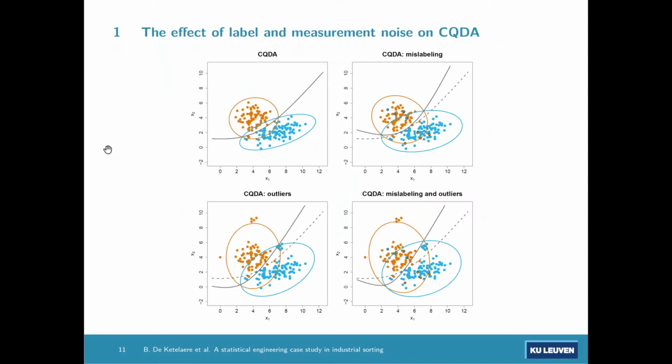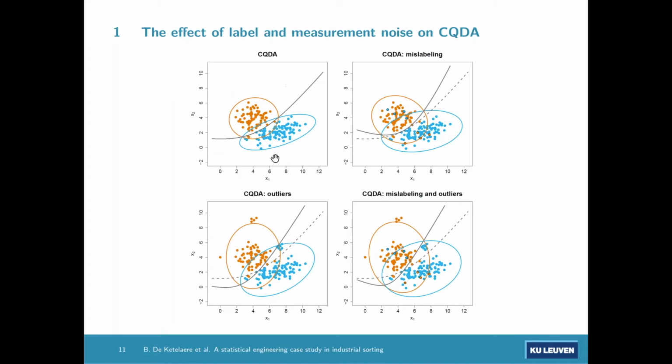So just to illustrate the fact that the classical quadratic discriminant analysis is quite susceptible to label and measurement noise, what I did here just for visualization is you have here two classes, and what you see here by the black line or the black curve here, this black curve is in fact the decision boundary, which is based on the quadratic discriminant.